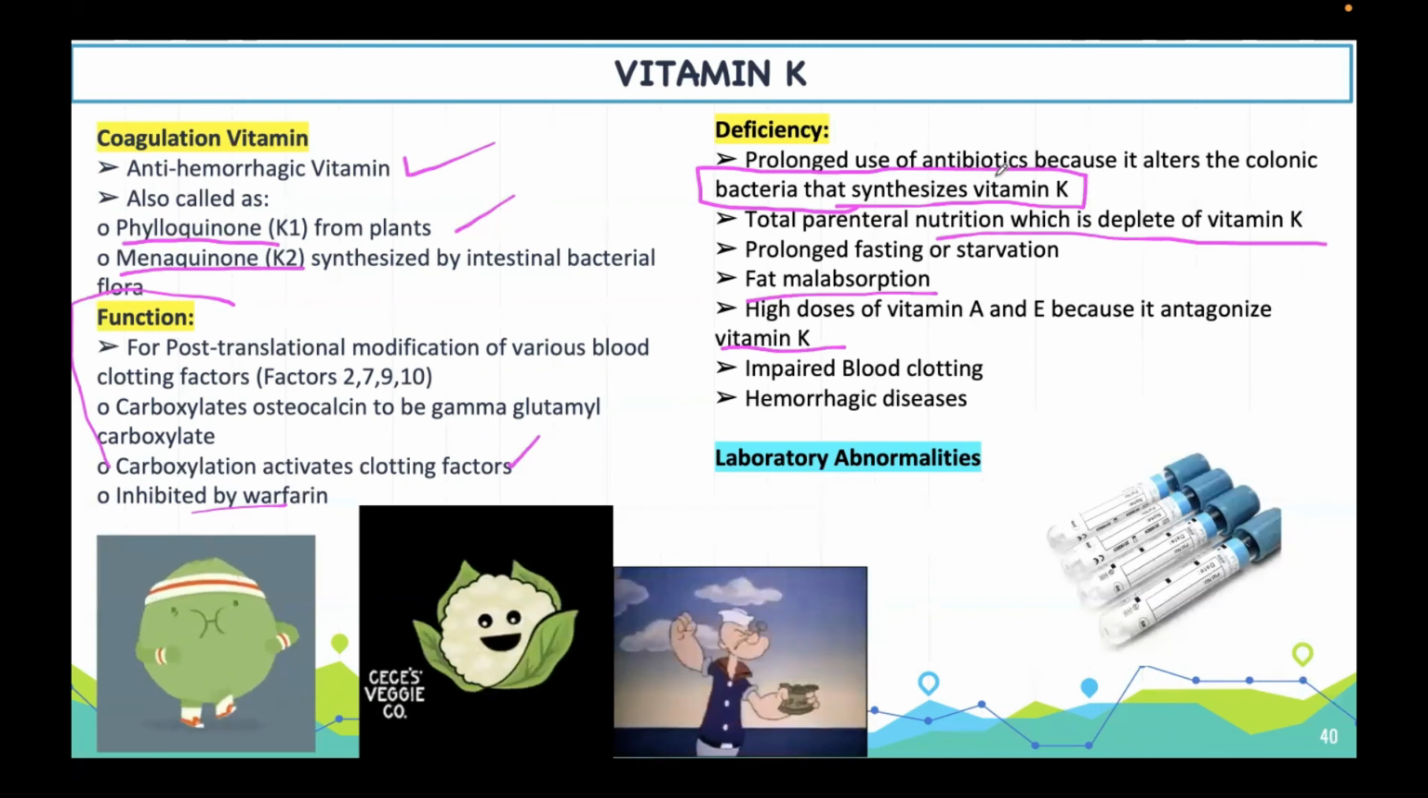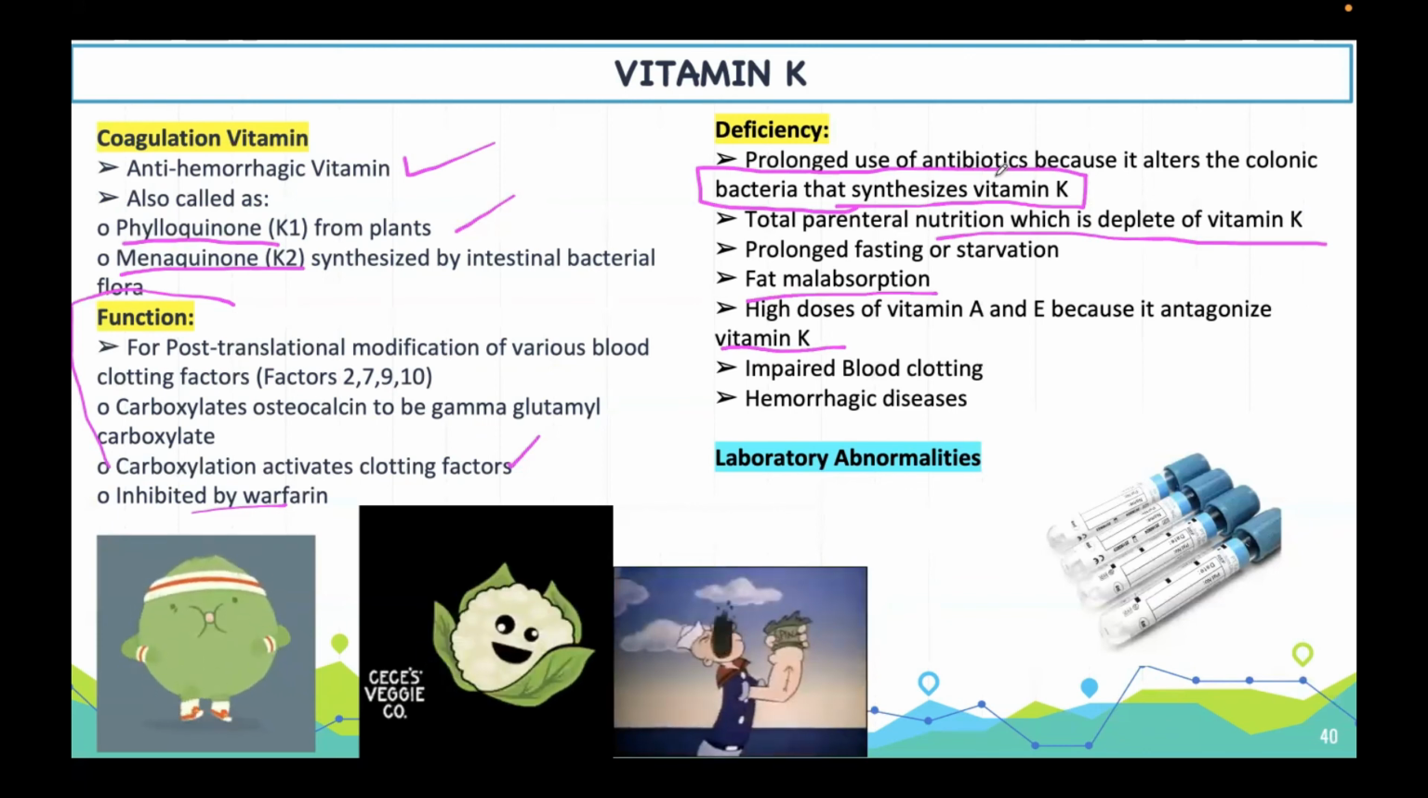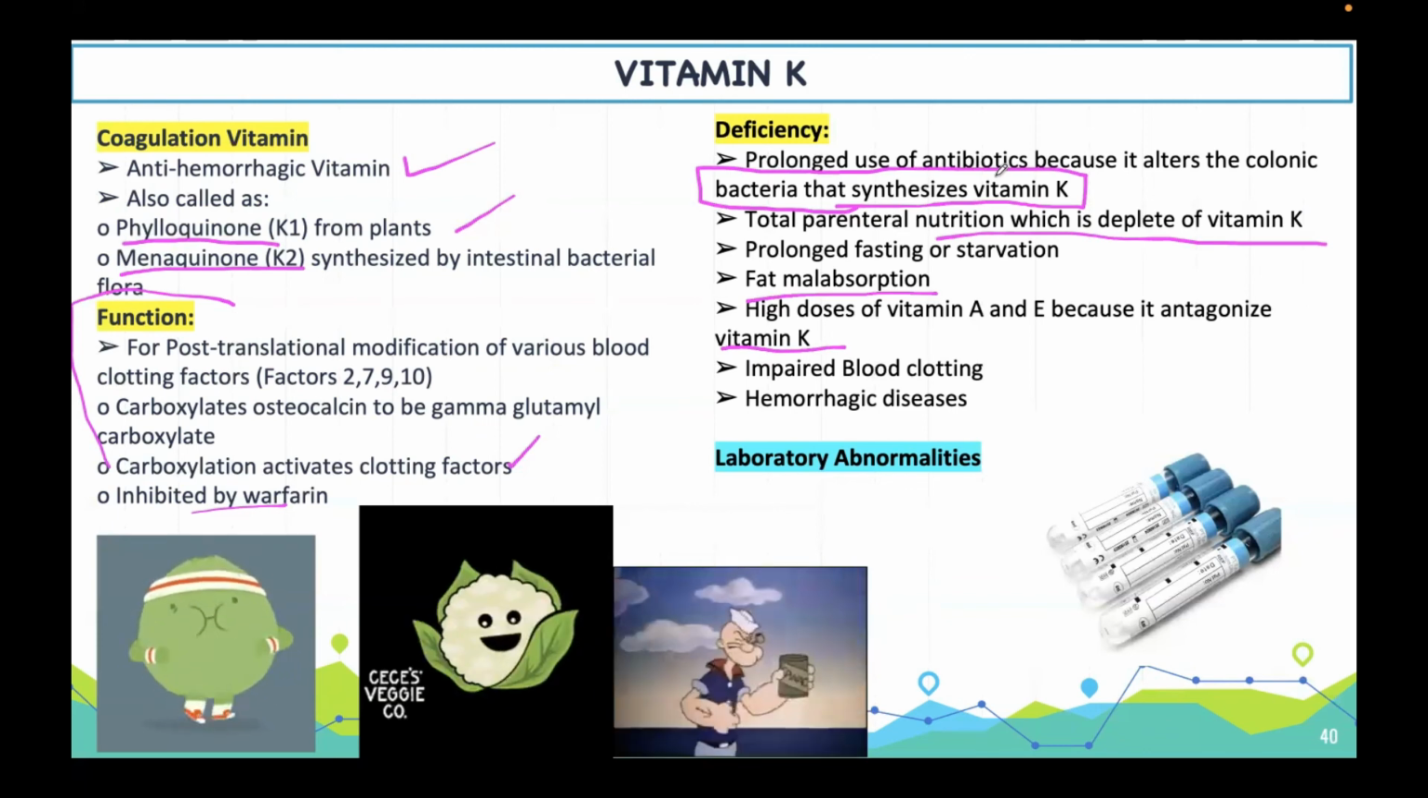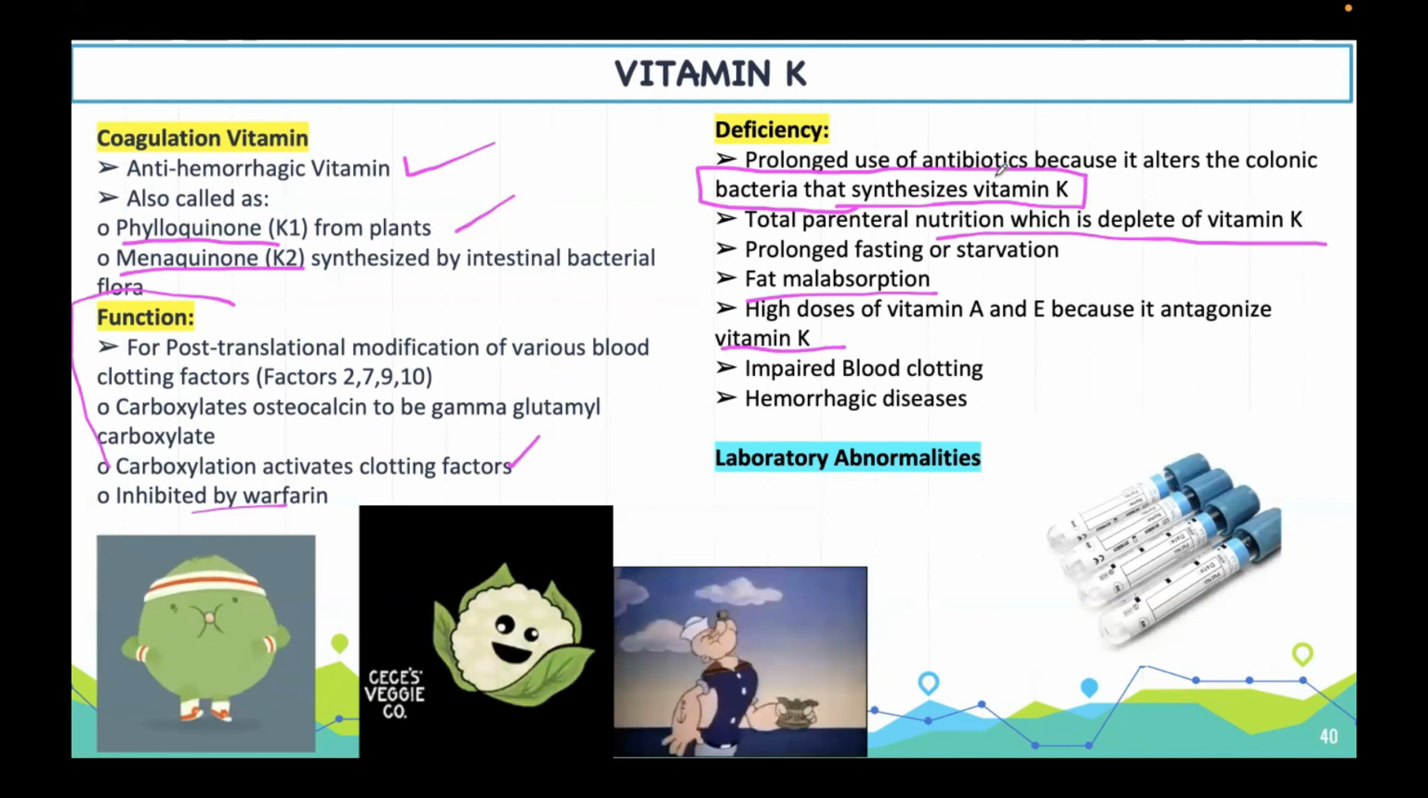Next, pag meron kang impaired blood clotting, and then meron kang hemorrhagic diseases.